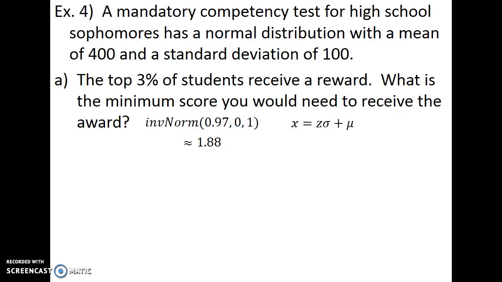So we need to take the z-score and change it back into an actual real score. So using that formula we were just saying, just plug it back in: 1.88 times 100 plus 400. We can find that the score would have to be 588 in order to put you in the top 3%.